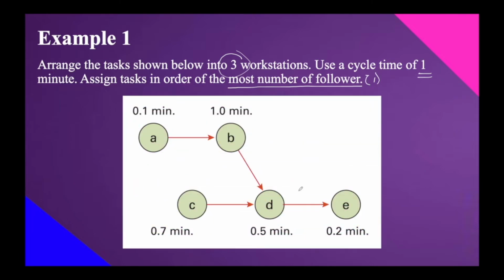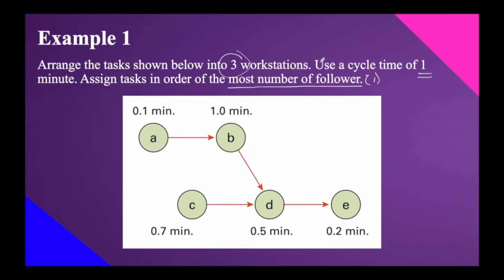Okay? So, this is the precedence diagram. Ito po yung sinasabi kanina. This is their connection. So, the task A is actually 0.1 minute, task B 1 minute, task C is 0.7 minutes, D is 0.5 minutes, E is 0.2 minutes. So, what we should do is, ano yung tamang combination ng mga task na yan? Ano-ano yung mga task na papagsamahin natin into a single workstation for a total of 3 workstations sa buong process na yan. Okay? Sa buong precedence diagram. So, what we're going to do is to divide this whole precedence diagram into 3 workstations.